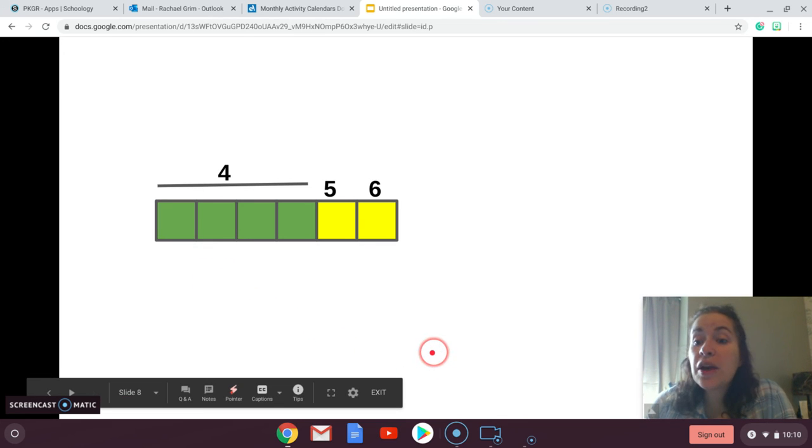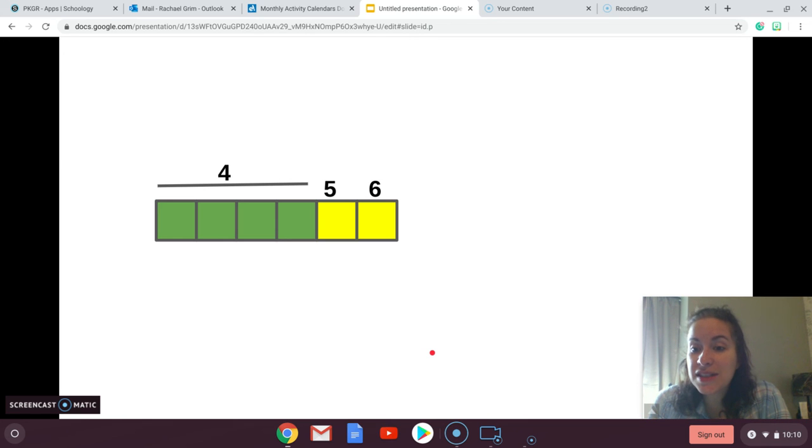Whatever strategy works the best for you, keep using that one to count how many objects there are. Maybe you can practice today on your own with Legos or blocks.